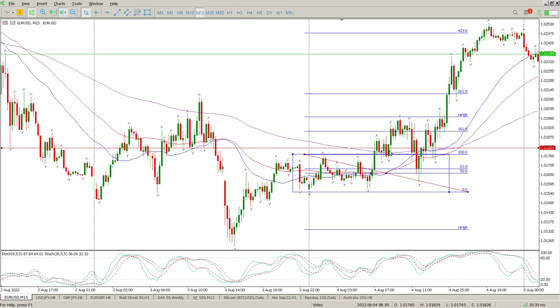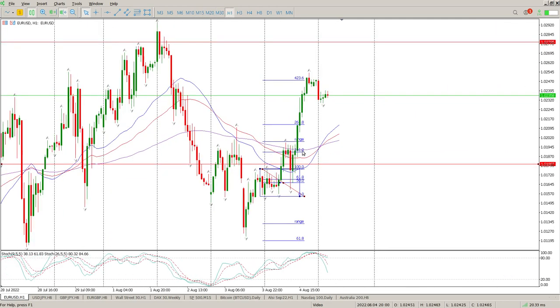See there. Pullback. Second opportunity to buy. Third opportunity to buy right there. And then you can see range target hit again. Then the 261 extension, and then even the 423 extension right at the top. So that just gives you an indication of what is possible on this thing.